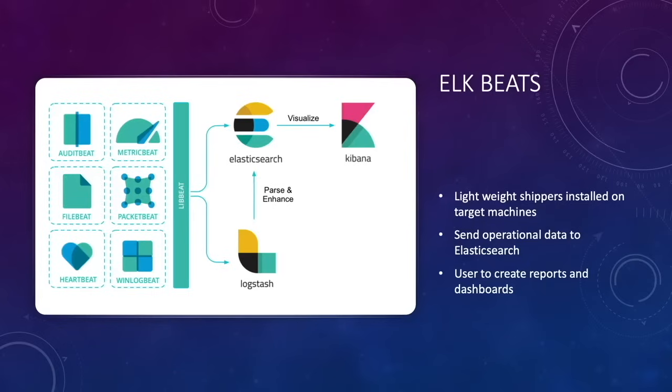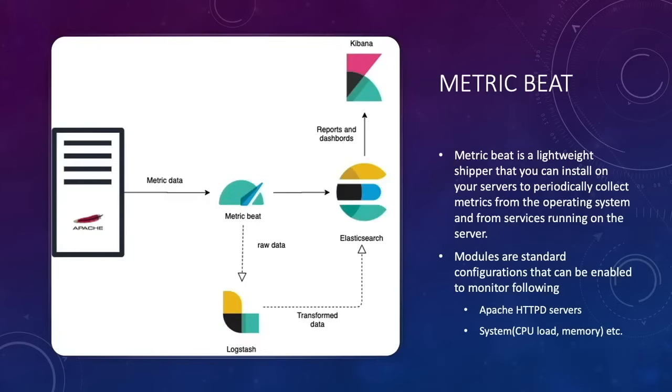Now, Elasticsearch uses lightweight shippers called beats that are installed on the target machines and send operational data to the Elasticsearch cluster, and we can use this operational data to create reports and dashboards. One of the most common use cases is to feed system metric data into Elasticsearch and use it to monitor things such as CPU or memory utilization, disk, etc.